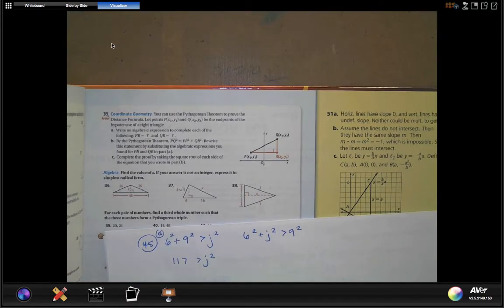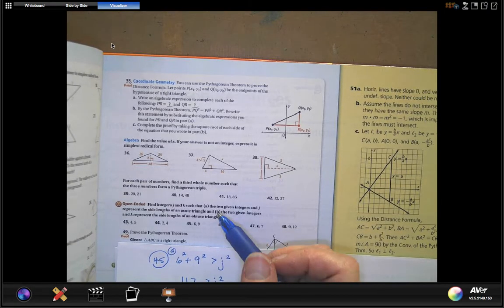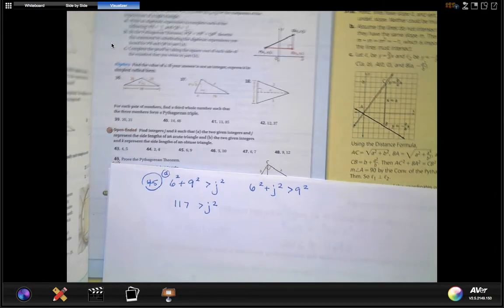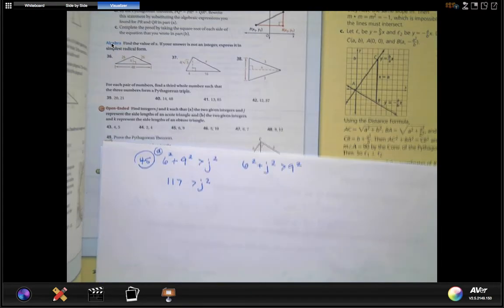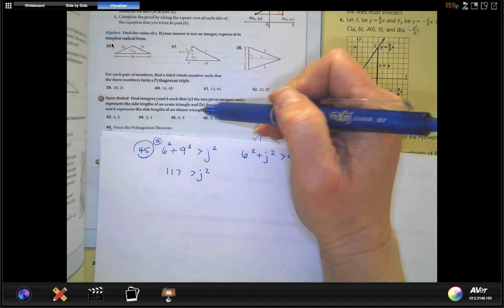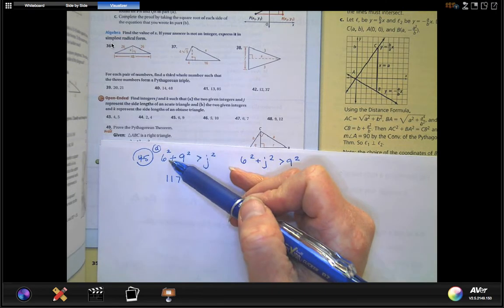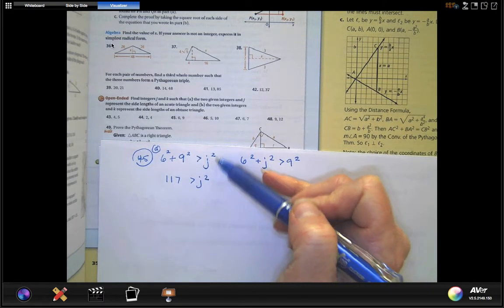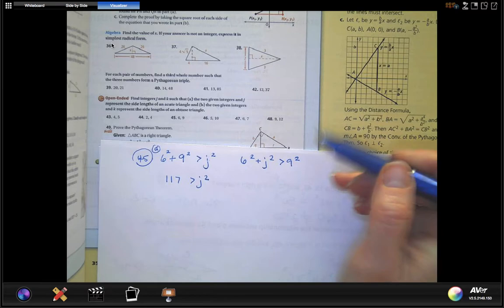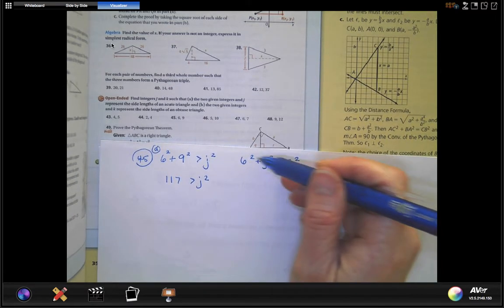All right, we're going to look at 45 together. So with 45, it tells you that you're finding integers j and k such that, a, the two given integers and j represent the side lengths of an acute triangle, and b, the two given integers and k represent the side lengths of an obtuse triangle. So it could be that j is the long side, so then 6 squared plus 9 squared has to be greater than j squared. It could be that 9 is the long side. Obviously 6 is not the long side.